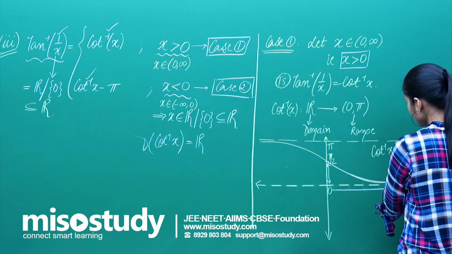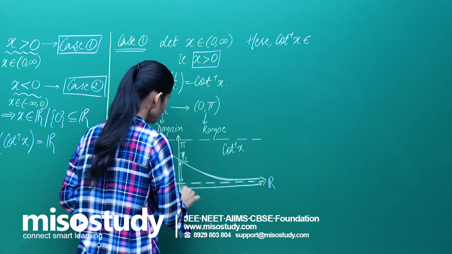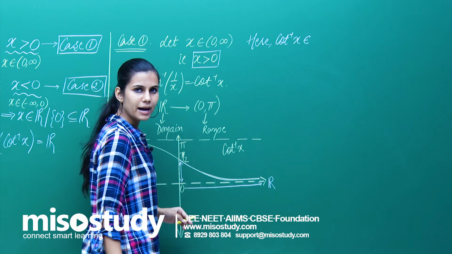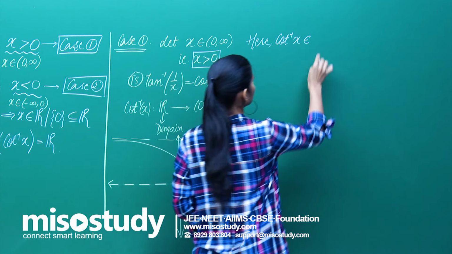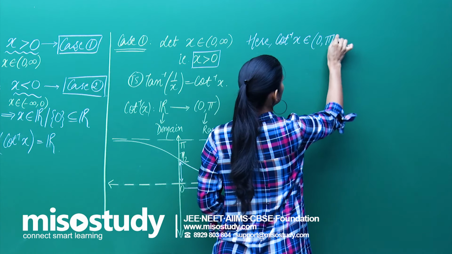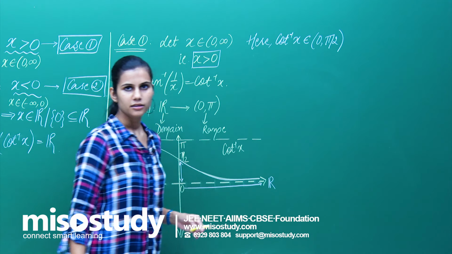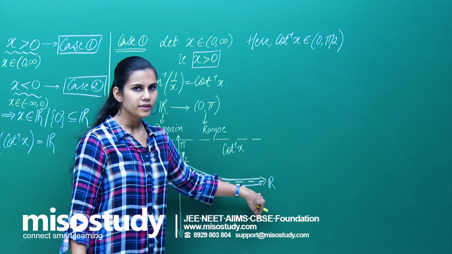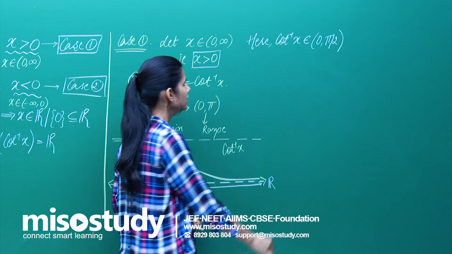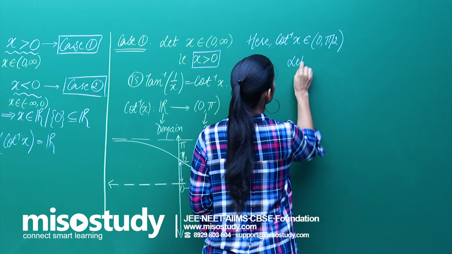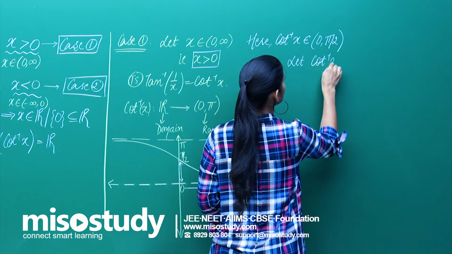So for this x, cot inverse x will be coming from 0 to pi by 2 excluded. See, it's swiping all the real numbers from 0 to pi by 2 excluded. So if x is a positive real, if x is coming from 0 to infinity, 0 excluded, then cot inverse x comes from 0 to pi by 2 excluded. By the graph you can very easily see this. Let cot inverse x be theta.